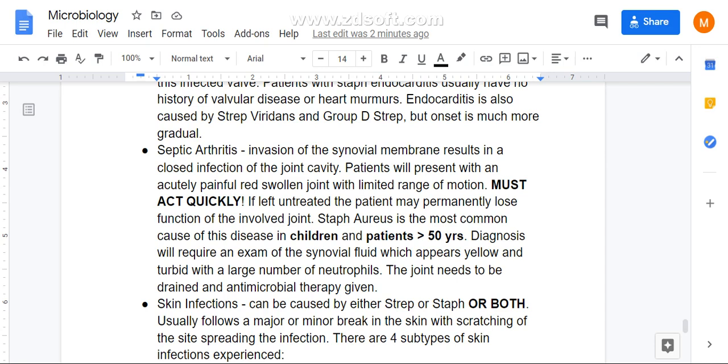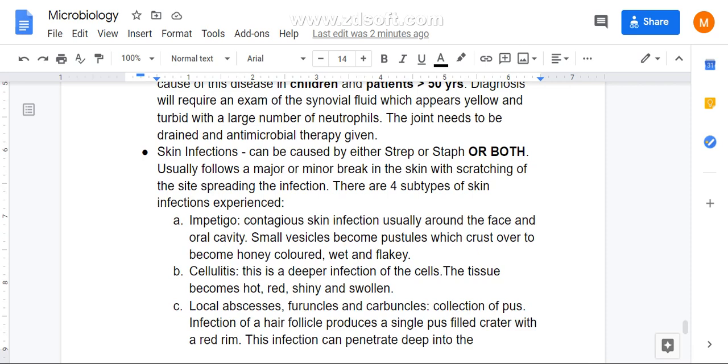Right, so skin infections can be caused by either strep or staph, or both of them. So you can have strep and staph infection at the same time. And this usually follows a major or a minor break in the skin with scratching of the site, spreading the infection, right? So there are four subtypes of skin infections that are experienced with staph infection.